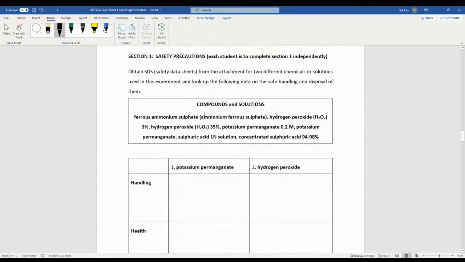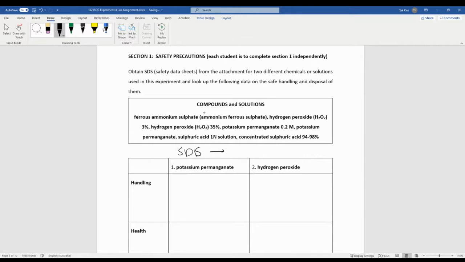Now we need to have a look at section 1, which is about safety precautions. When it comes to safety precautions, you'll need to have a look at a thing called the SDS, safety data sheet, which is also included within the lab assignment. You'll need to download the SDS for potassium permanganate and hydrogen peroxide from your assignment.